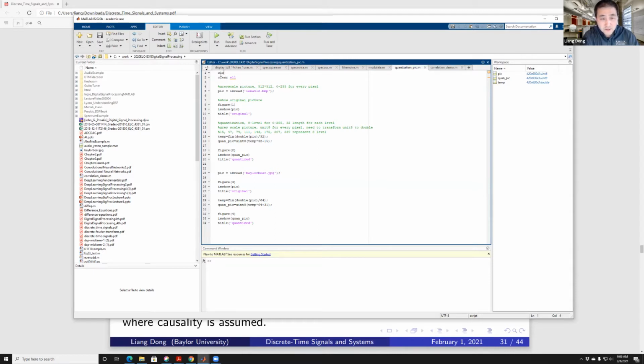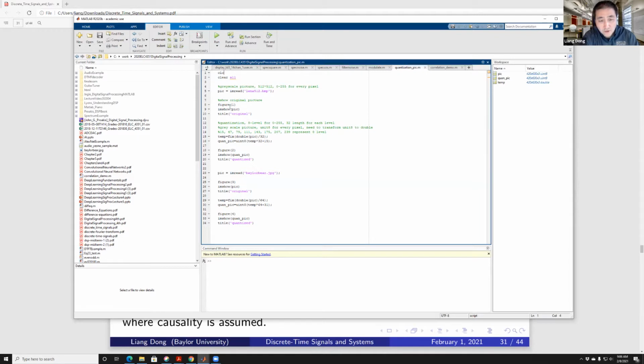So first, let's see. Clear all, close all the variables. Then I read a picture. You can read BMP files, JPEG files, and different kinds of image files into Matlab and then process the data. So imread, the first one is Lena512.bmp. It's a Lena portrait, a black and white picture.